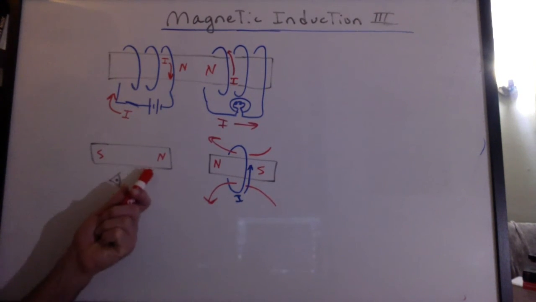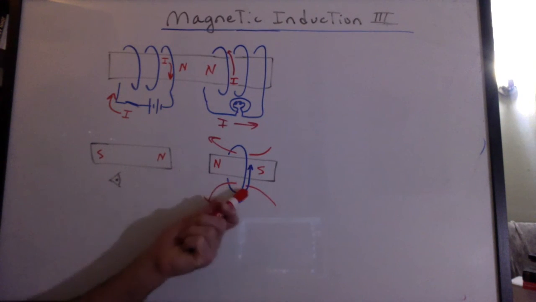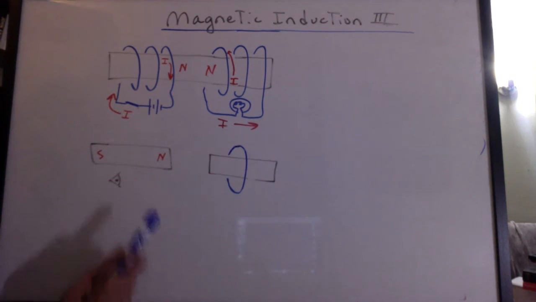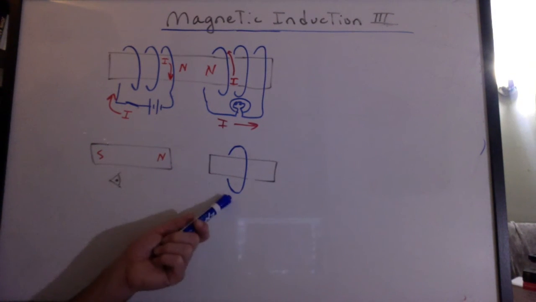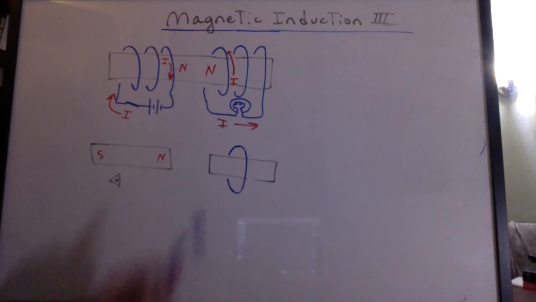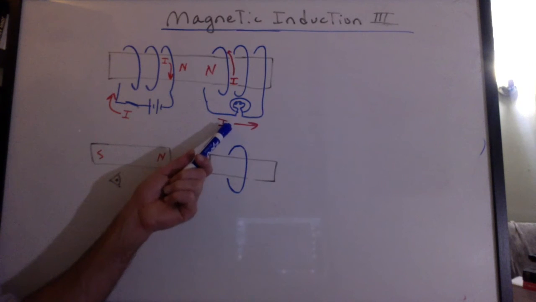Now, what happens if this magnet stops moving? They'll have a north pole with a magnetic field extending through this loop, but there won't be any change. So without this motion, there won't be any current induced. There won't be any magnetic field induced. And the same will happen in our coil with the light bulb.